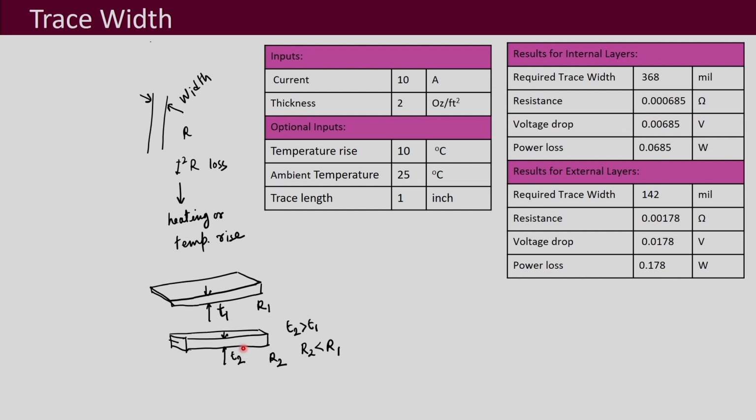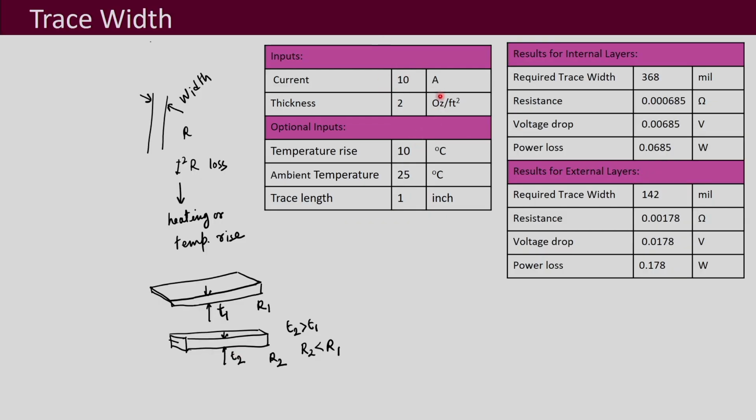So how does the trace width have to be calculated? You have to first find out what is the current that the trace has to carry, and you should know the thickness of the copper layer, and then you can also have an idea of how much temperature rise you can withstand, and those simple equations you can use for calculating the trace width. So here an example is shown, and many ready-made calculators are also available.